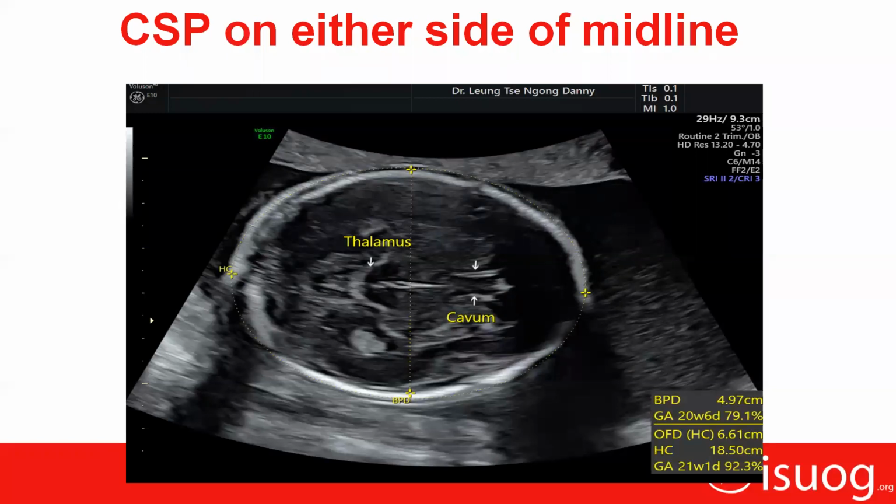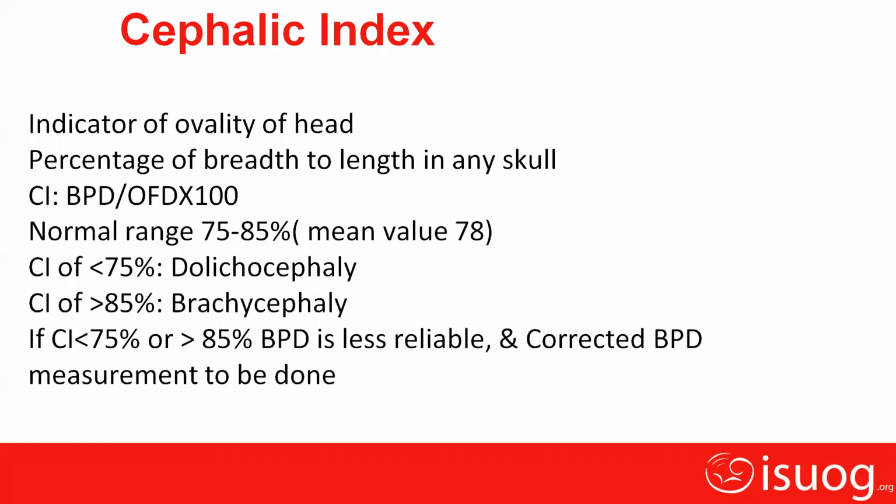So this is about the cephalic index. The cephalic index indicates the ovality of the fetal head, and as we know, the cephalic index is the biparietal diameter divided by the occipitofrontal diameter into 100. The normal range of the cephalic index is 75 to 85%, and the mean value is 78%.